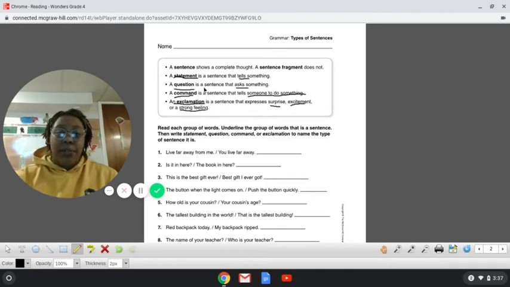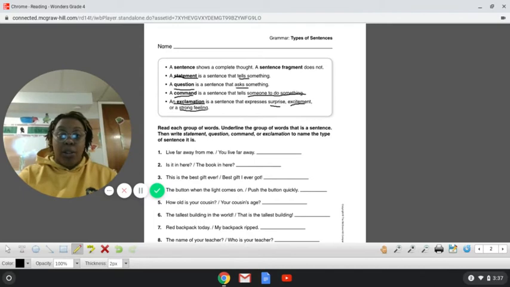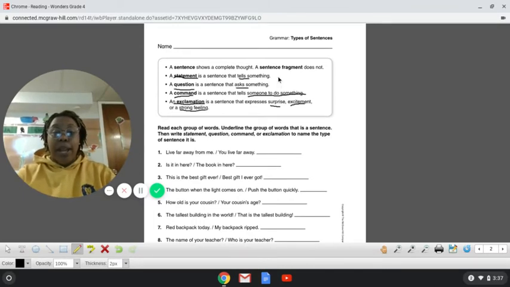Now, all of these different types of sentences have different forms of punctuation as well. So a statement would have a period.